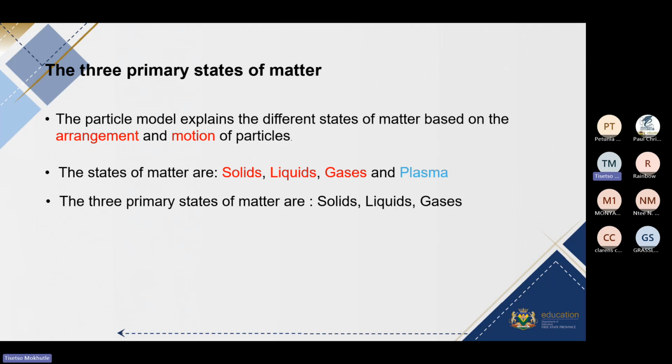Now let us look in detail at these three primary states of matter. The particle model explains different states of matter based on the arrangement and motion of particles. The states of matter are solids, liquids, and gases. For you learners, you should know the ones that are shaded in red or written in red text.